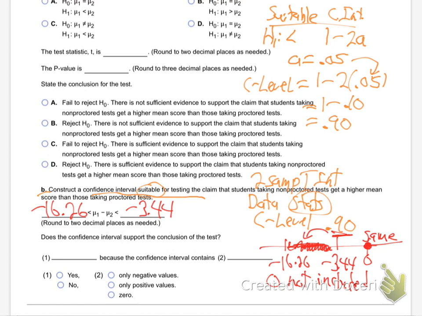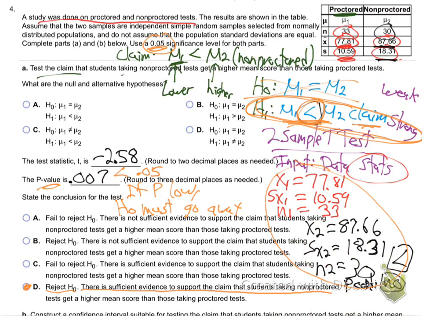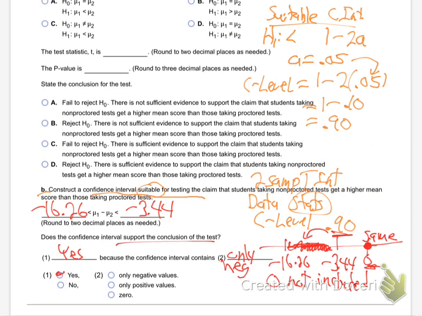So does the confidence interval support the hypothesis test? Yes, certainly, because the confidence interval contains only negative values. Therefore, we don't believe they're the same. We reject the null that would say they're the same, like we did in the original hypothesis test. Confidence interval and hypothesis test always telling the same story.